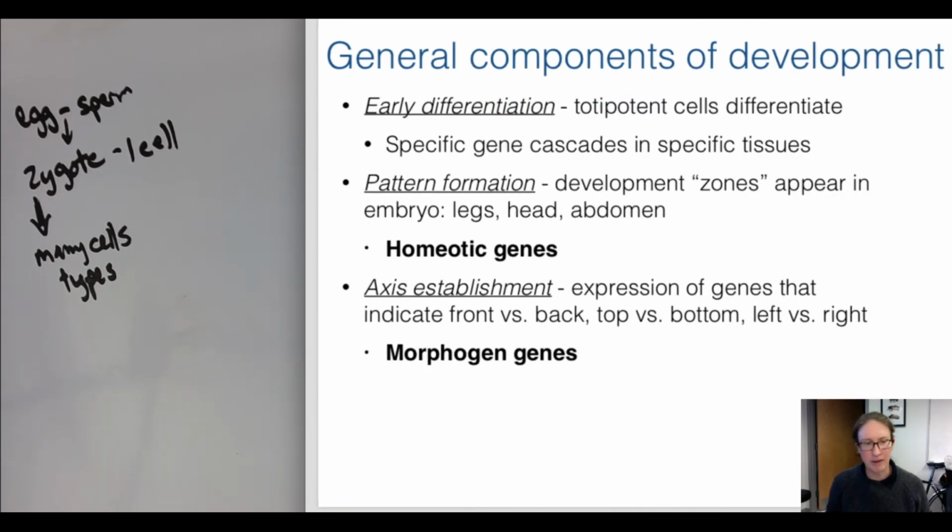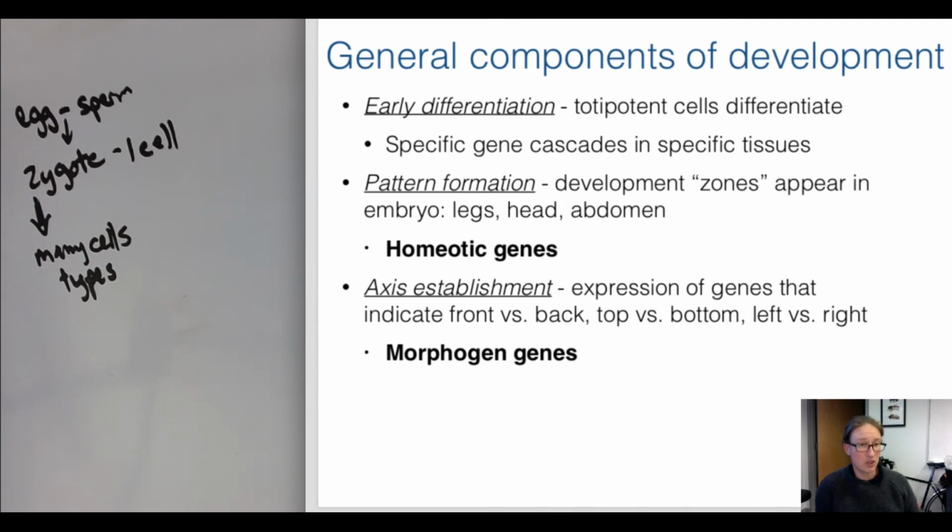So developmental biologists divide up early components of the development process into three major stages. First stage is called early differentiation, and this is a stage where cells that are initially totipotent then differentiate. I'll talk a little more about that in a minute. And this is also linked to the start of specific gene cascades in specific tissues. And again, I'll talk about that more in a moment.